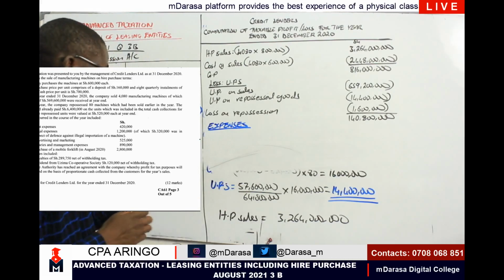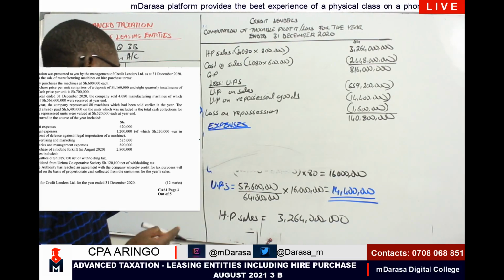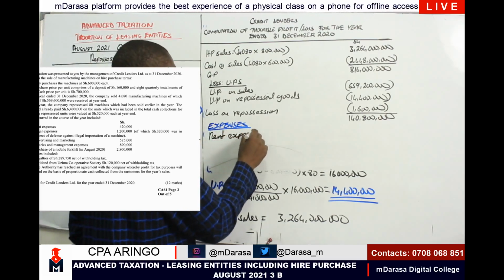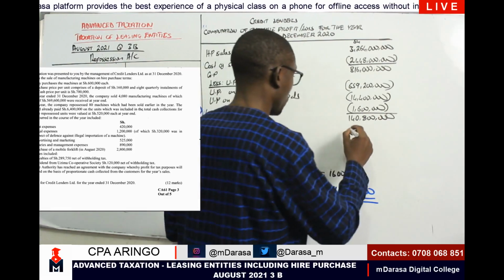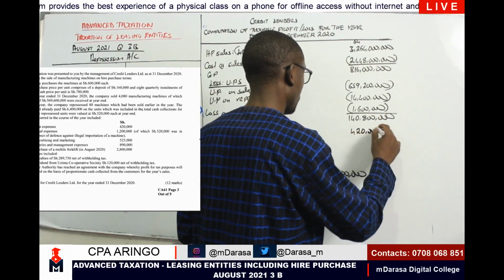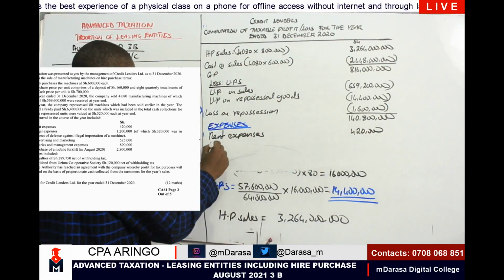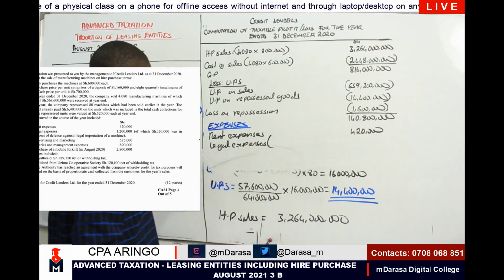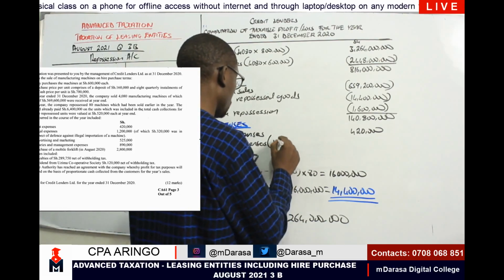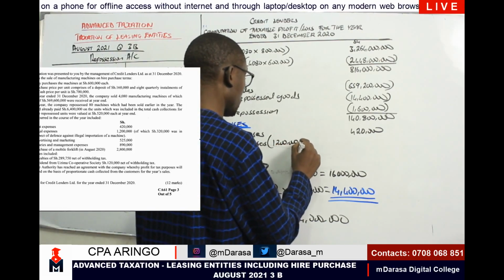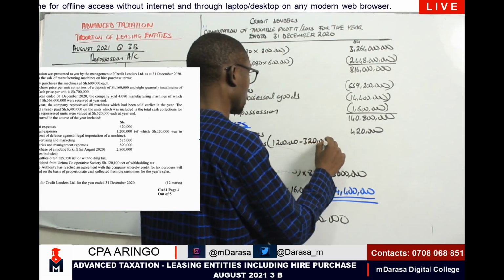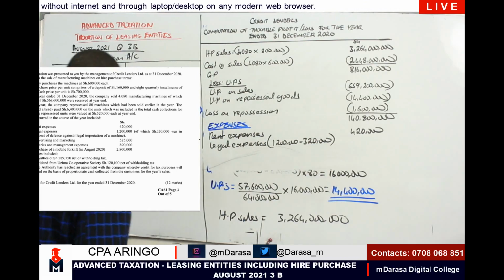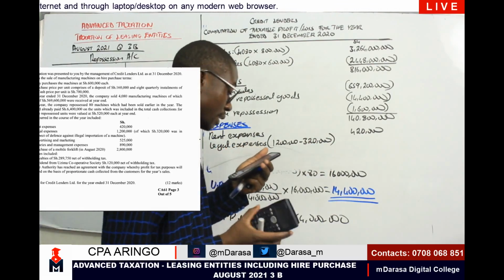Number 1, we are talking about aspects to do with rent expenses. Rent expenses, we had 420,000. Legal expenses, we are having 1.2 million minus 320,000, because the 320,000 we are told relates to defense against legal importation.